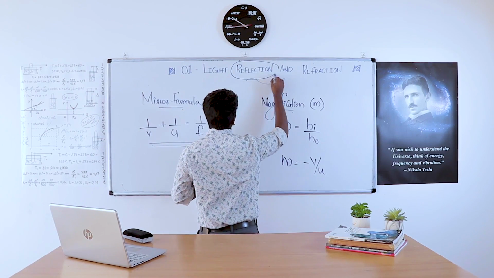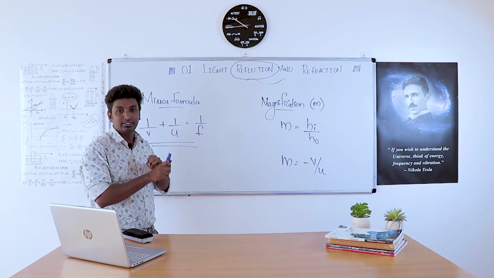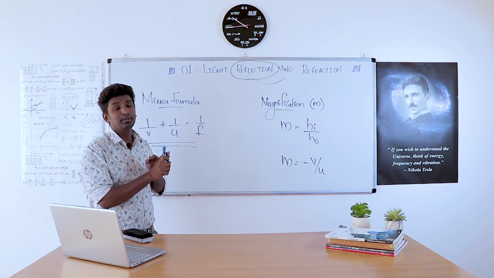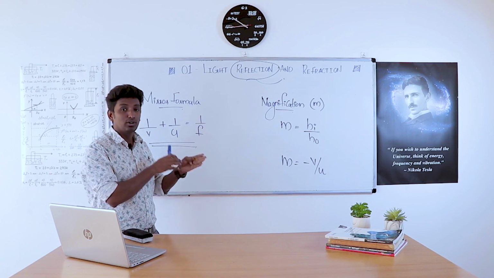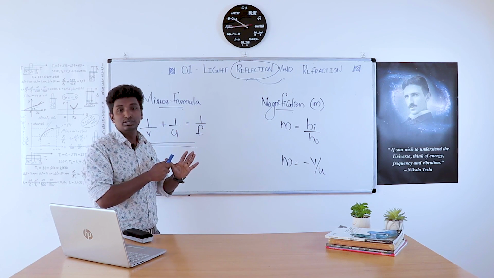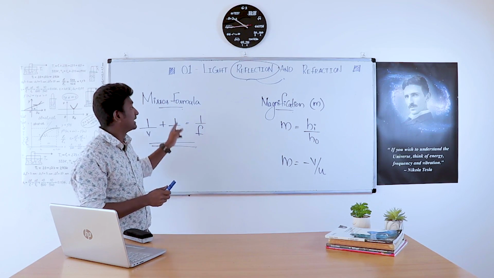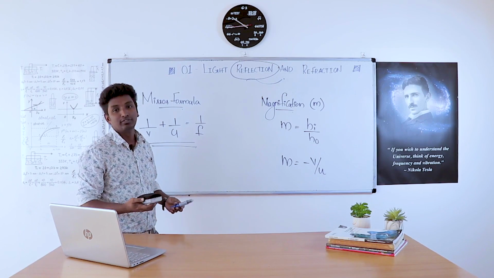So that's all about the first topic, reflection. We completed the first section, reflection. What is reflection? Terms related to reflection, spherical mirrors, which is convex and concave type, image formation by convex and concave type, uses of convex mirror and concave mirror, sign convention, mirror formula, and magnification.